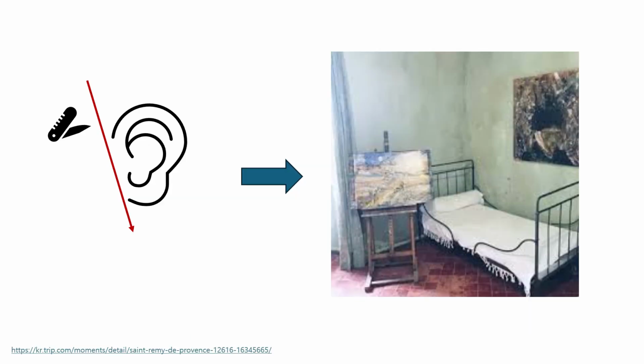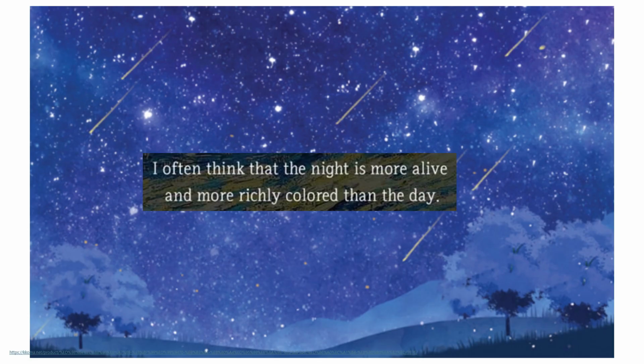In his despair, Van Gogh famously cut off part of his ear and admitted himself to a mental hospital at Saint-Remy. It was during his stay there that he painted The Starry Night.